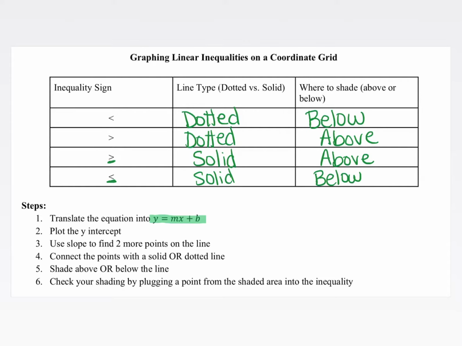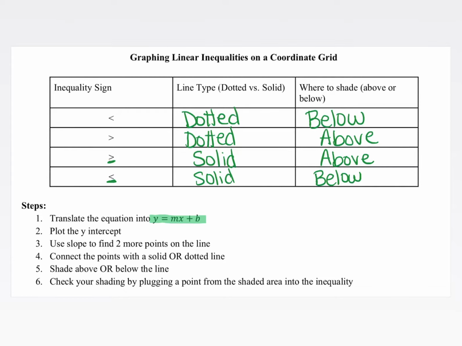Then you plot the y-intercept and use the slope to find two or more points on the line and kind of count off using the slope. Again, this is just like graphing in topic 8. And then connect the points with either your solid or your dotted line. So that's a key part to make sure that you remember.